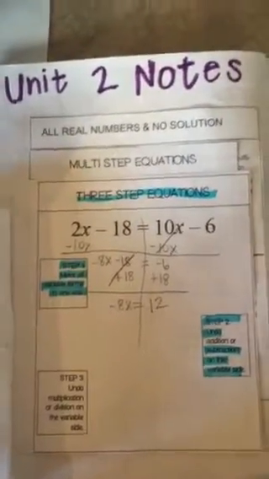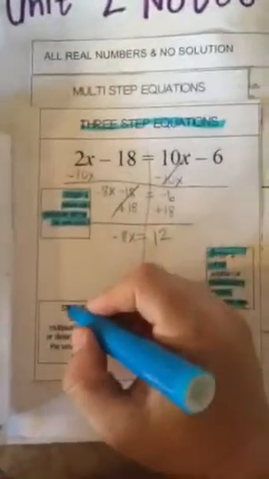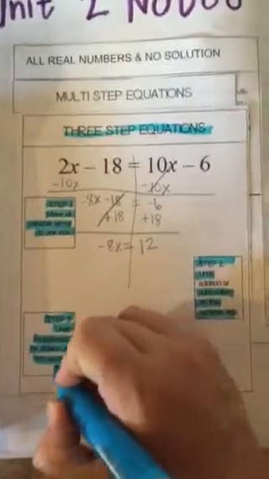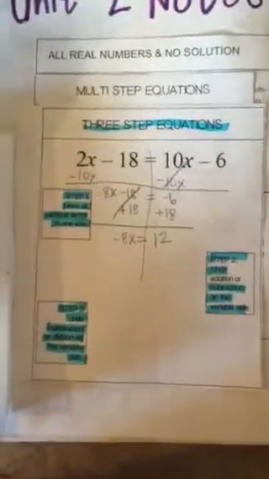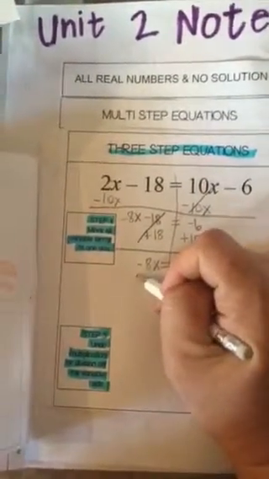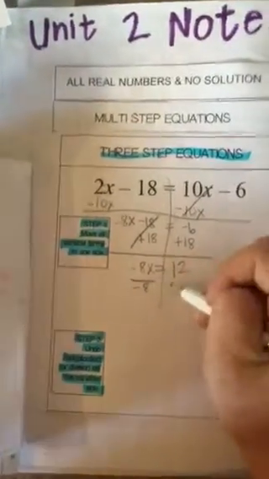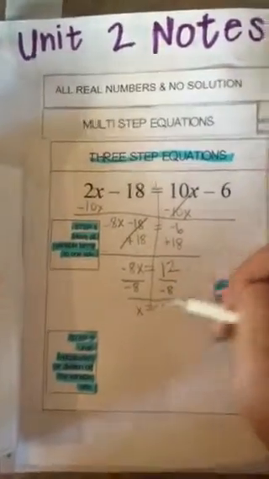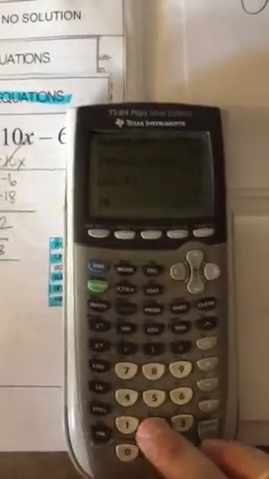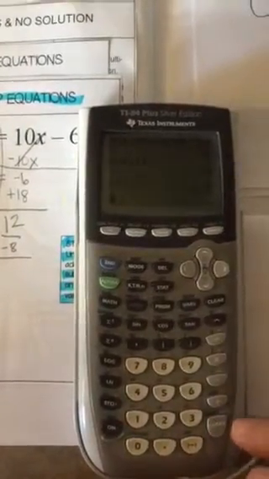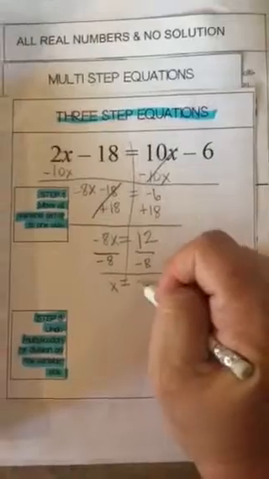And then the next thing I'm going to do is step 3, which is undo the multiplication or division on the variable side. Right here I have some multiplication: negative 8 times x. So to undo that, I'm going to divide by negative 8 on both sides. So I'll get x equals, and you can put it in your calculator if you're not sure because this is kind of a weird one. I'm going to do 12 divided by negative 8, and I'll have negative 1.5 for an answer there.